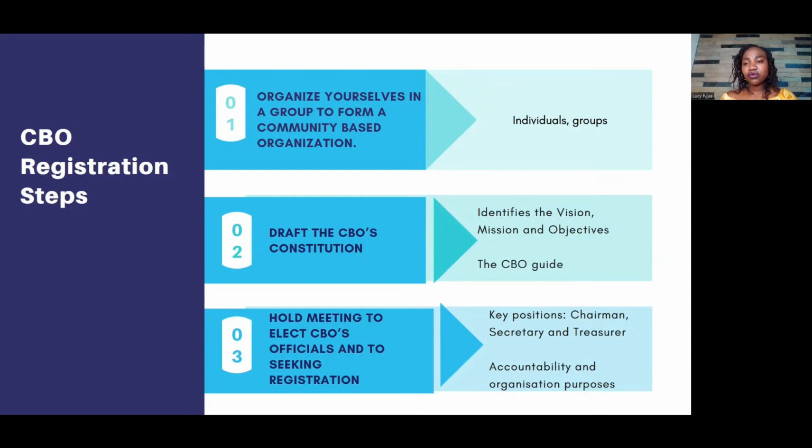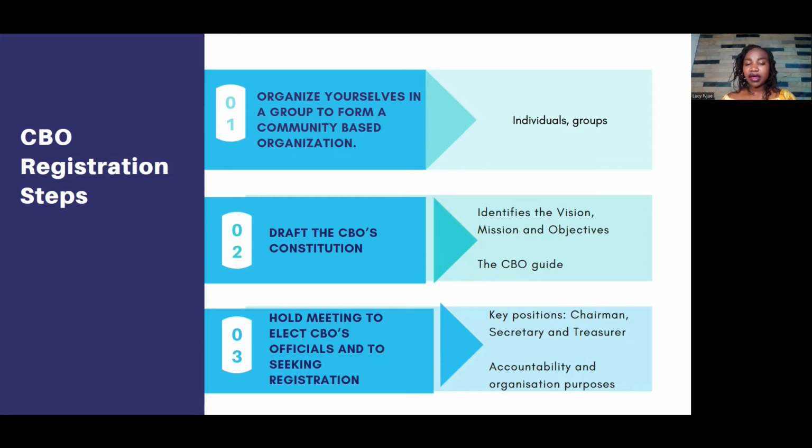The other thing is that you need to draft a CBO's constitution. There are drafts available, but basically the constitution is what is going to be guiding you. What are your focus areas? What do you want to achieve? What is your vision? What is your mission? What are your objectives? So a simple constitution needs to be drafted by the community members, of course, with the involvement of the community members, to identify your priority issues and how you're going to address them.